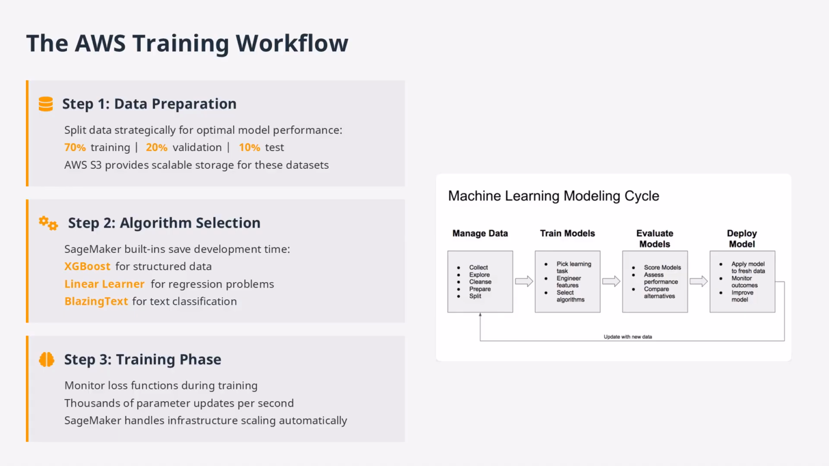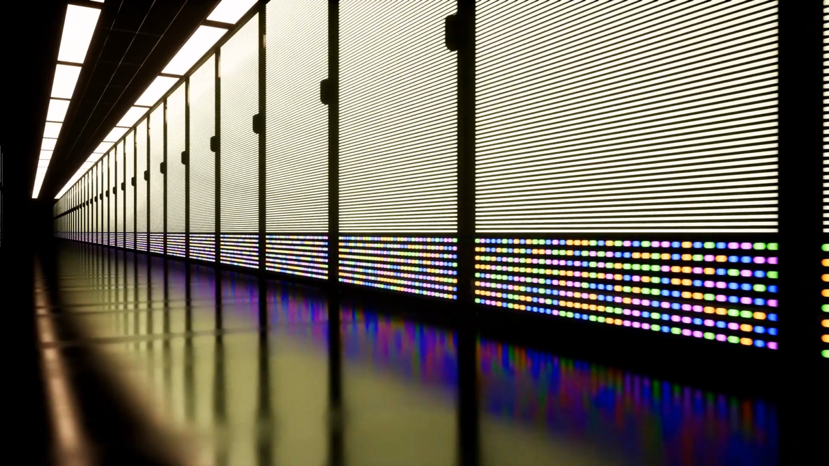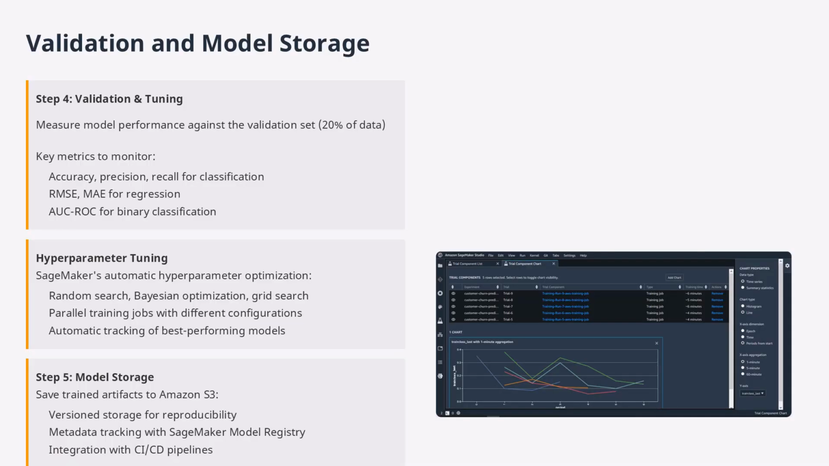Step 4, validation and tuning. Measure performance against your validation set. Adjust hyperparameters, rinse, repeat, until your accuracy makes you smile. Step 5, model storage. Save those trained artifacts to S3. This model becomes your golden goose for future predictions. Simple workflow, powerful results.